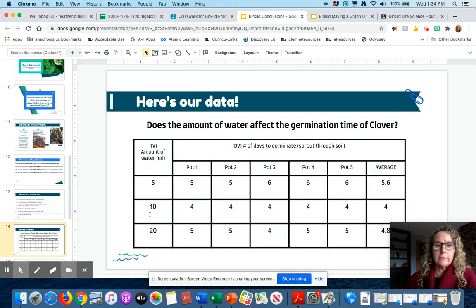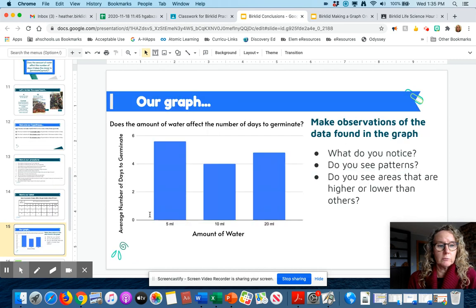Okay, so here's our data table. Our data was very different from other teachers, by the way. But our data showed that at 5 milliliters per day, it took 5.6 days for them to germinate. With 10 milliliters, it took 4 days to germinate, and with 20 milliliters, it took 4.8 days to germinate.